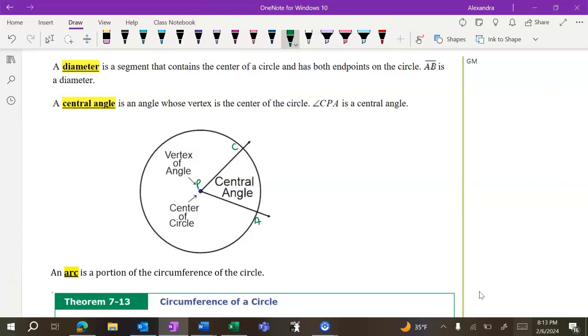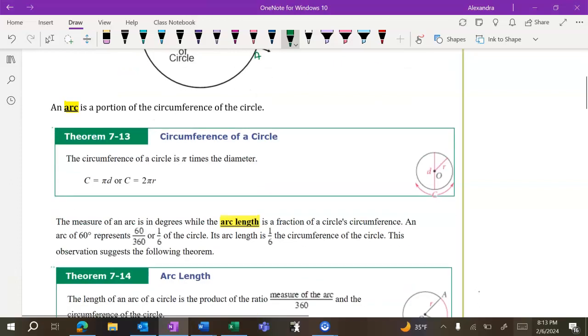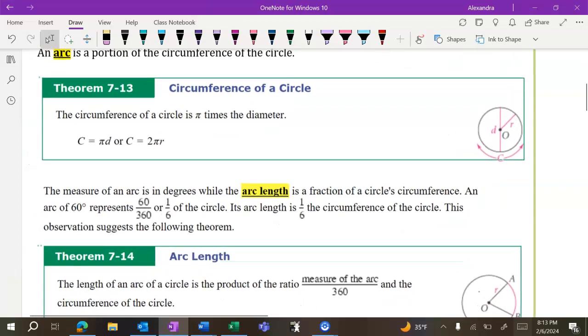Now, an arc is a portion of the circumference of the circle. The circumference is basically another way of thinking of the perimeter, but of a circle. So here, if we want an arc, we just want this portion of the perimeter. I don't want the entire circumference. I just want the portion of this arc. So circumference, if we remember, is pi times the diameter, or 2 pi times our radius.